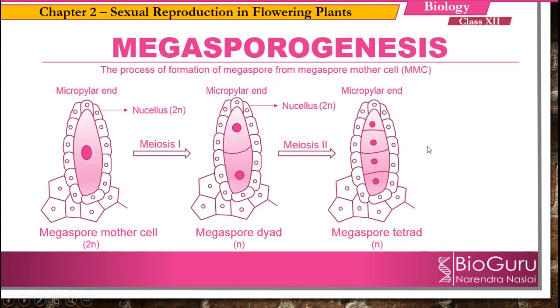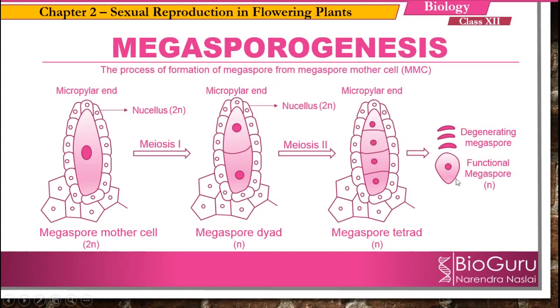Now further development, right? 3 cells out of 4 megaspores are going to degenerate. They just degenerate. Only one cell out of 4 is going to remain as it is, meaning it is going to remain functional. So out of 4 megaspores, 3 degenerated and 1 megaspore remains functional. Clear? From here the further development is going to take place.